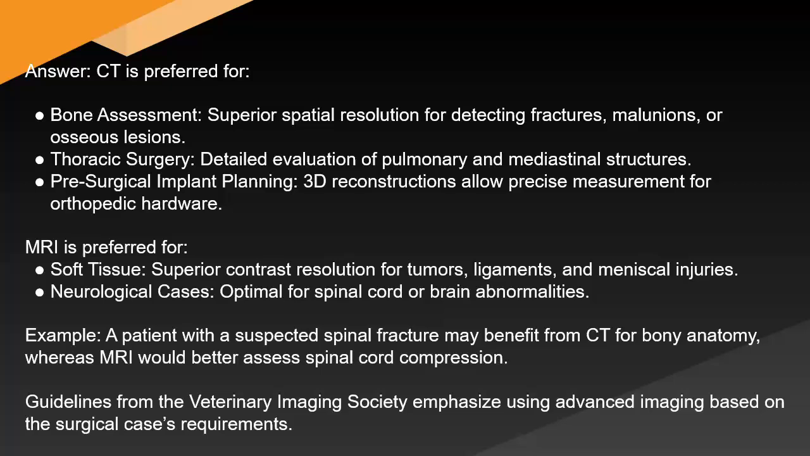MRI is preferred for soft tissue. Superior contrast resolution for tumors, ligaments, and meniscal injuries. Neurological cases, optimal for spinal cord or brain abnormalities. Example: a patient with a suspected spinal fracture may benefit from CT for bony anatomy, whereas MRI would better assess spinal cord compression. Guidelines from the Veterinary Imaging Society emphasize using advanced imaging based on the surgical case's requirements.